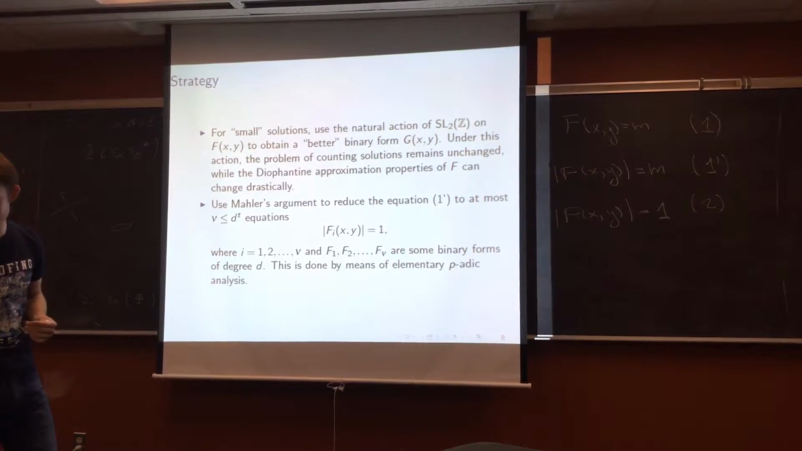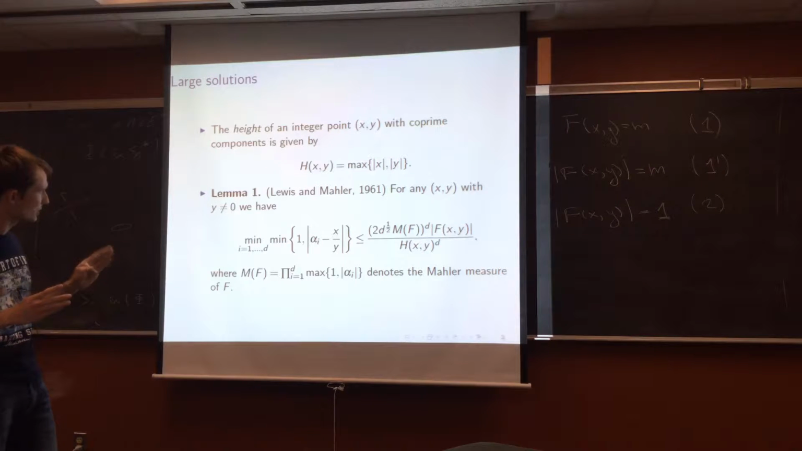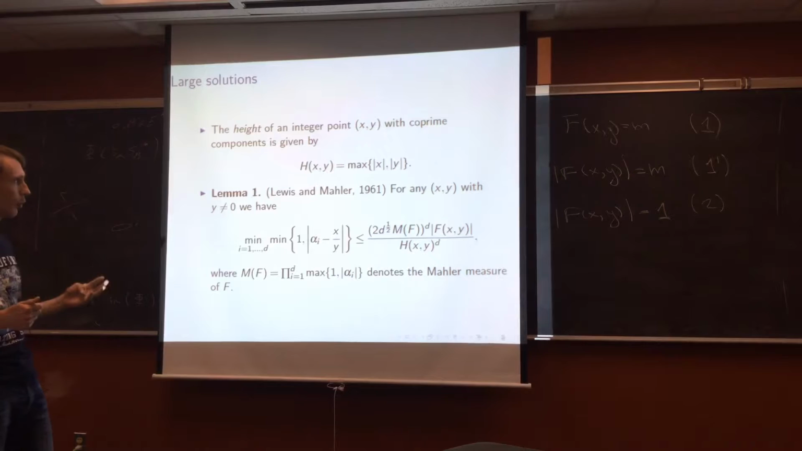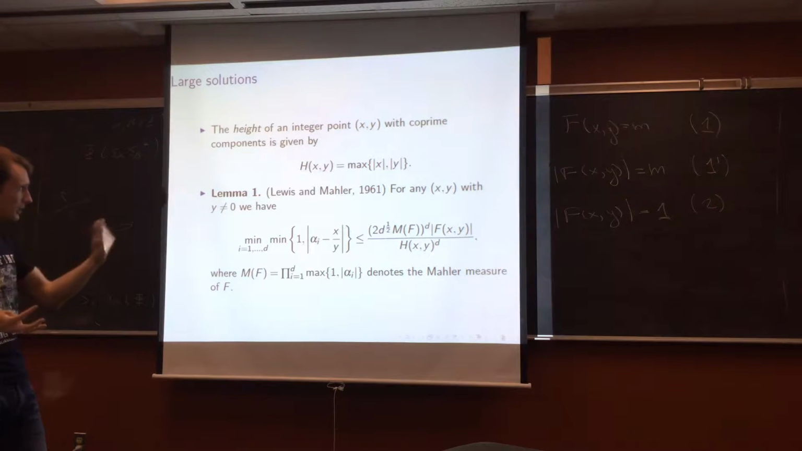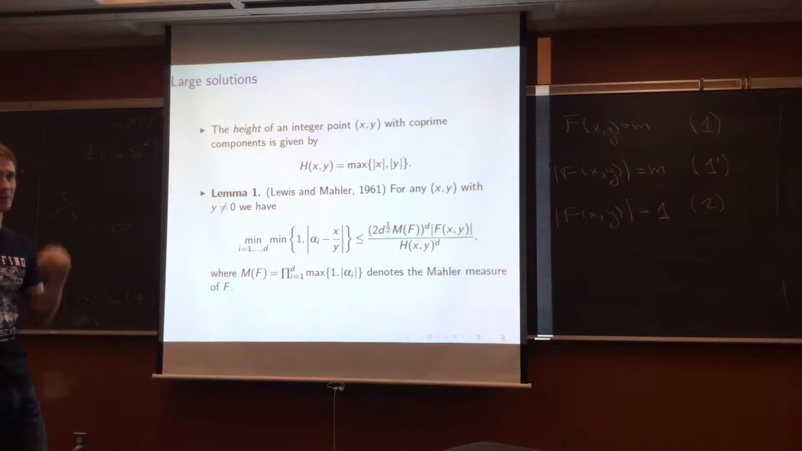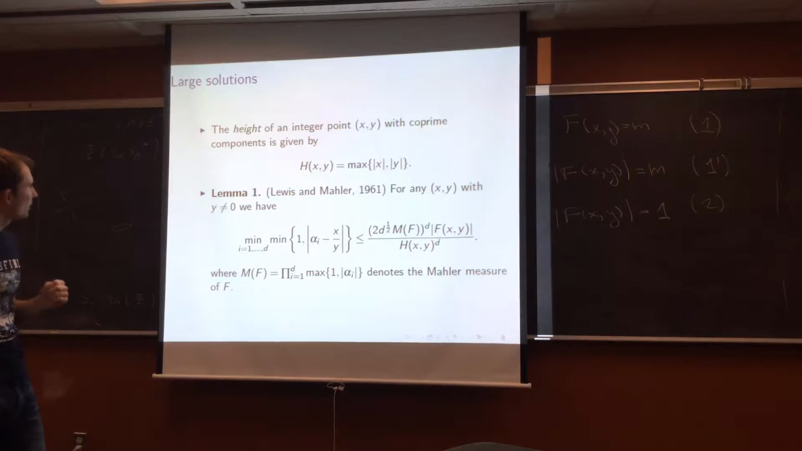Okay, well, let's proceed. We're going to start by looking at the large solutions. How do we find the upper bound on the number of large solutions? Before that, several results. Here's the definition of a height. We say that an integer point (x, y) with coprime components has a height defined as the max of the absolute values of the numerator and the denominator.